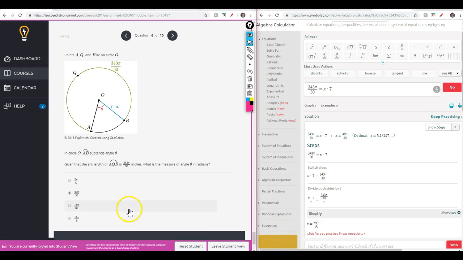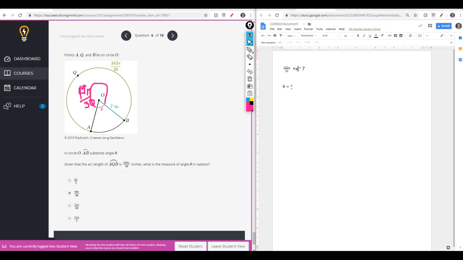So 49 pi 30ths is not correct because theta is for arc AB, and we just found this angle. They're trying to be tricksy right there. So you have to think to yourself, okay, if we are in radians, what's the total number of radians in a circle? That would be 2 pi.